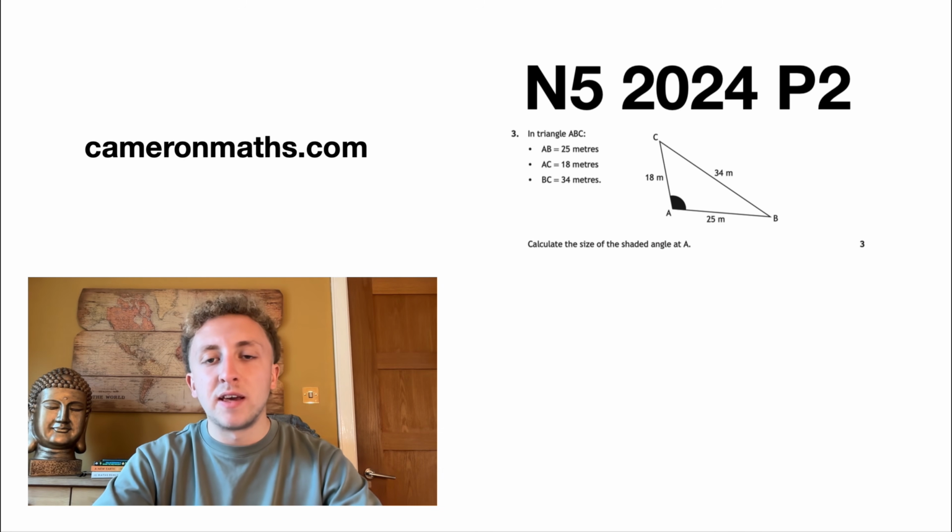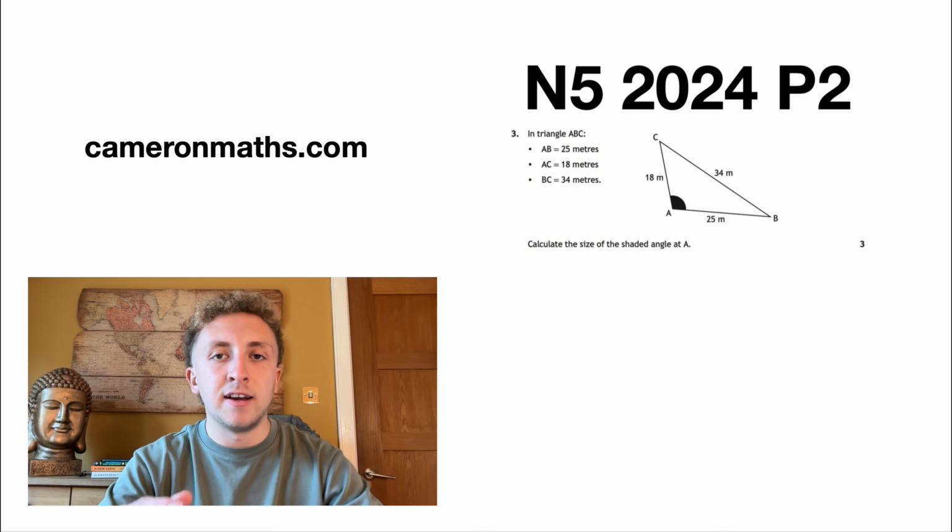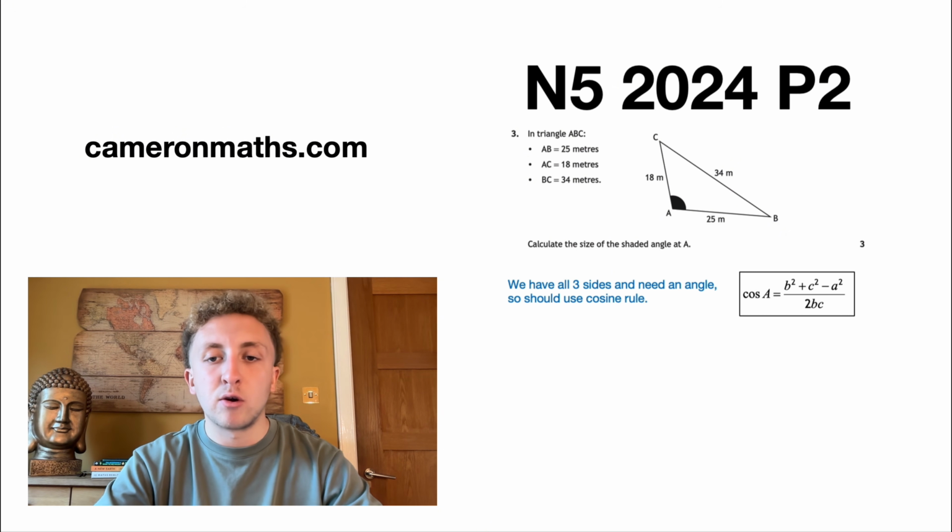In this question, we've been given a non-right angled triangle with its 3 sides and asked to calculate an angle. That's going to be a job for the cosine rule. Now on the formula sheet, we're given the cosine rule as cos of A is equal to b squared plus c squared minus a squared all over 2bc. Now remember, capital letters are angles, small letters are sides.